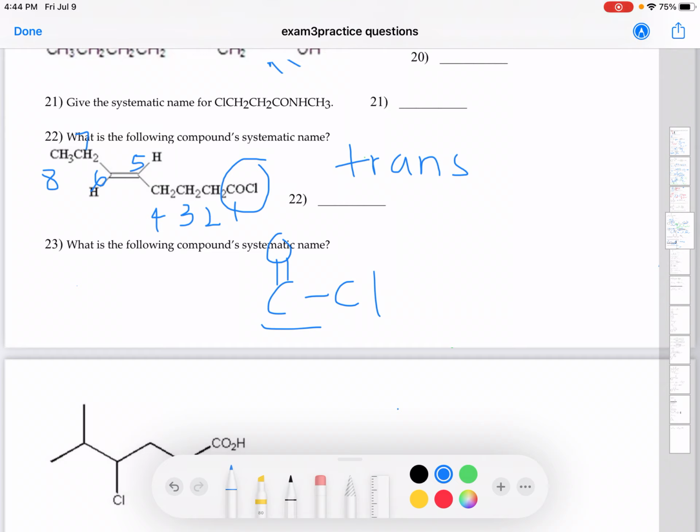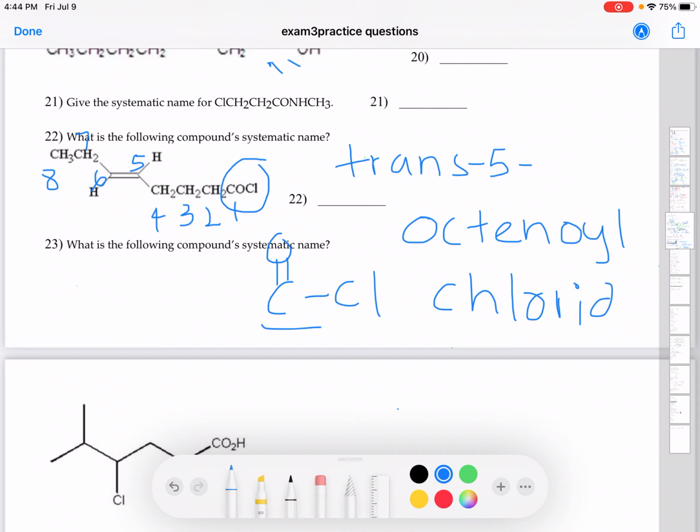So this is trans-5-octenoyl chloride, since it's a chloride. Trans-5-octenoyl chloride. In the 5th position you have an ene, that's why it's octenoyl. Or you can say oct-5-enoyl chloride. But I think 5-octenoyl chloride would be much better. Okay. And then number 23, what is the following compound systematic name?